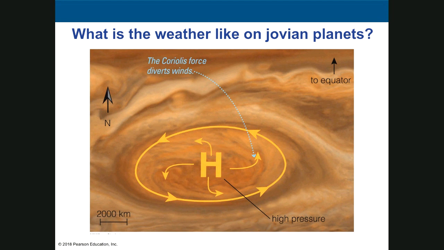Wind speeds on Jupiter's Great Spot. There we go. That's one nice thing about doing it this way. So they're 384 miles per hour. That would be like a Category 8 hurricane.